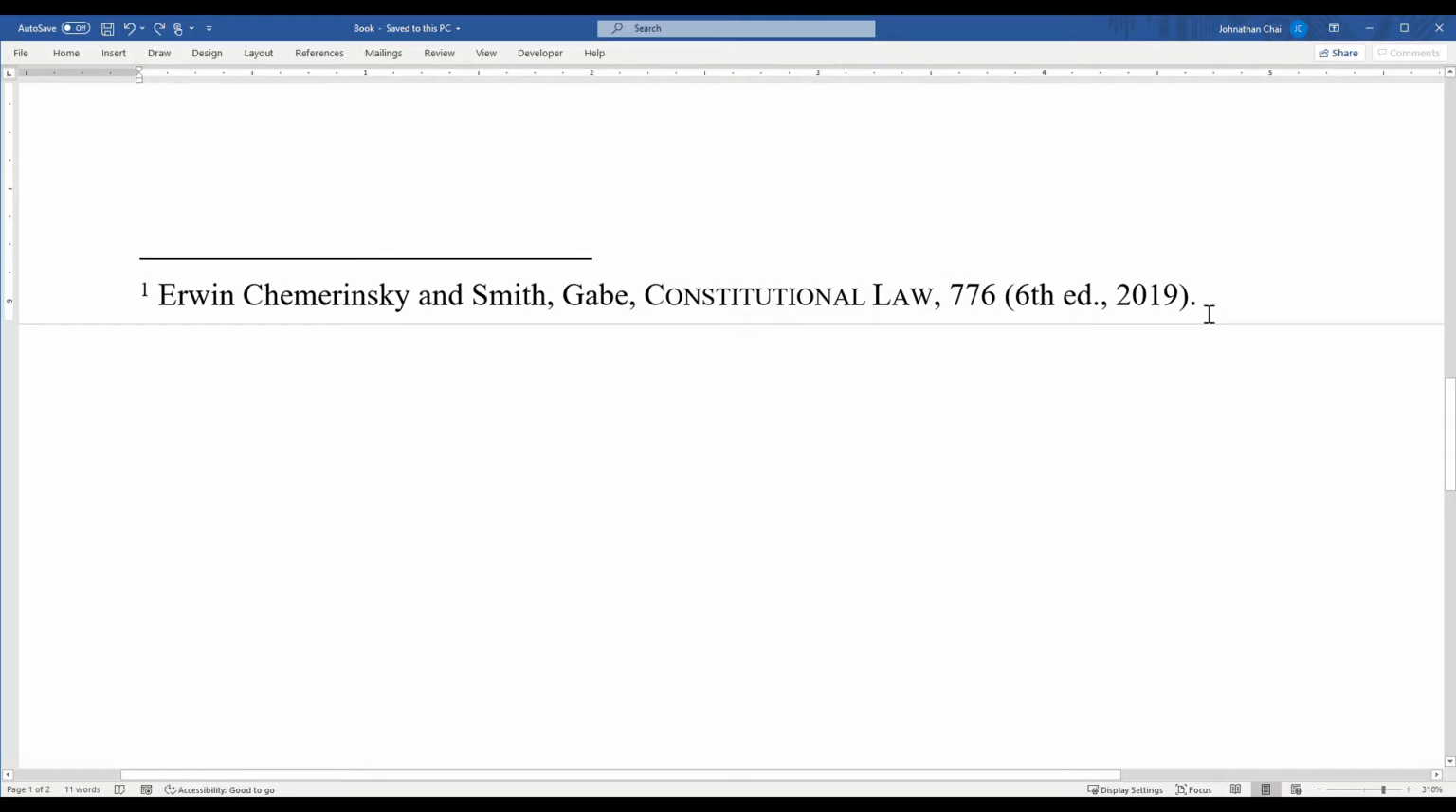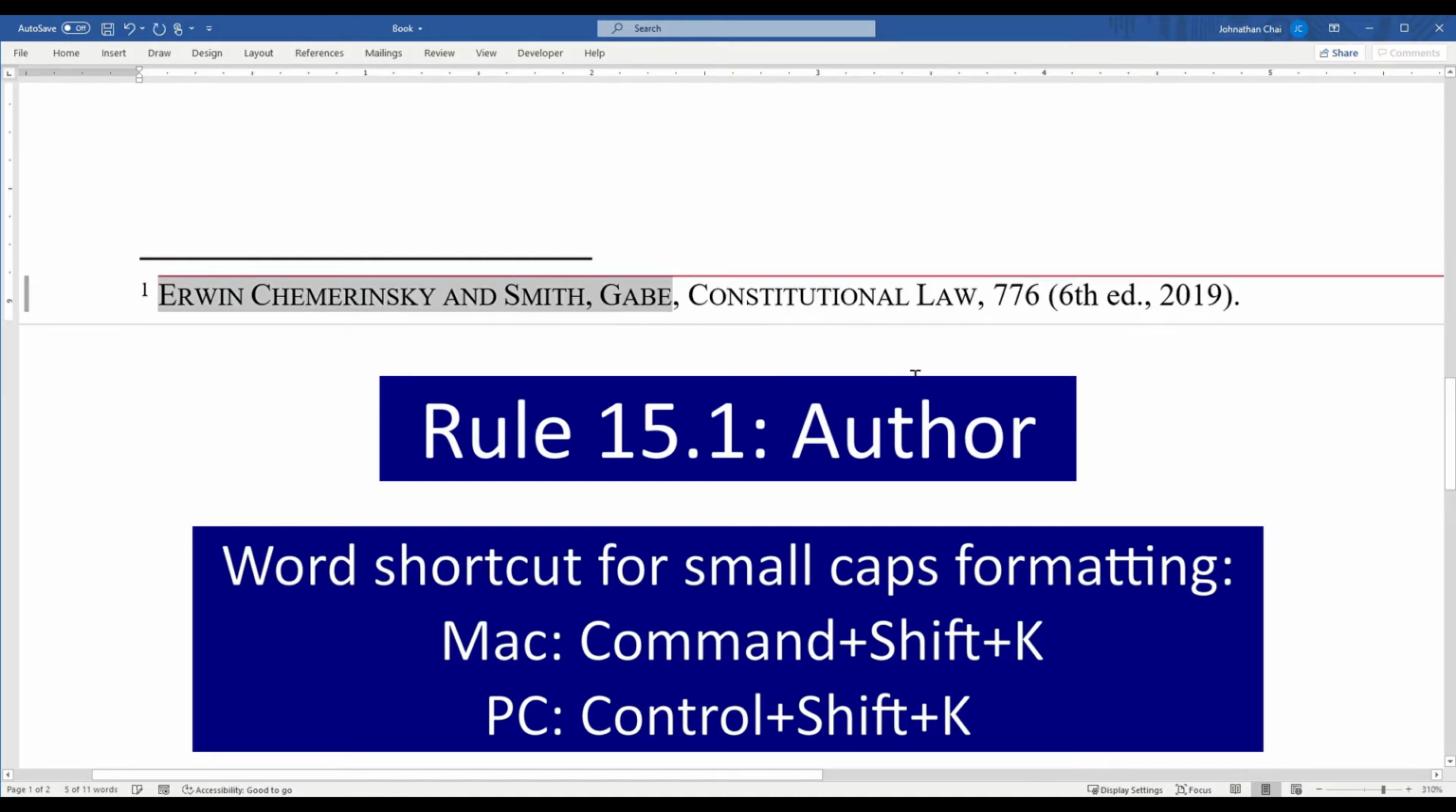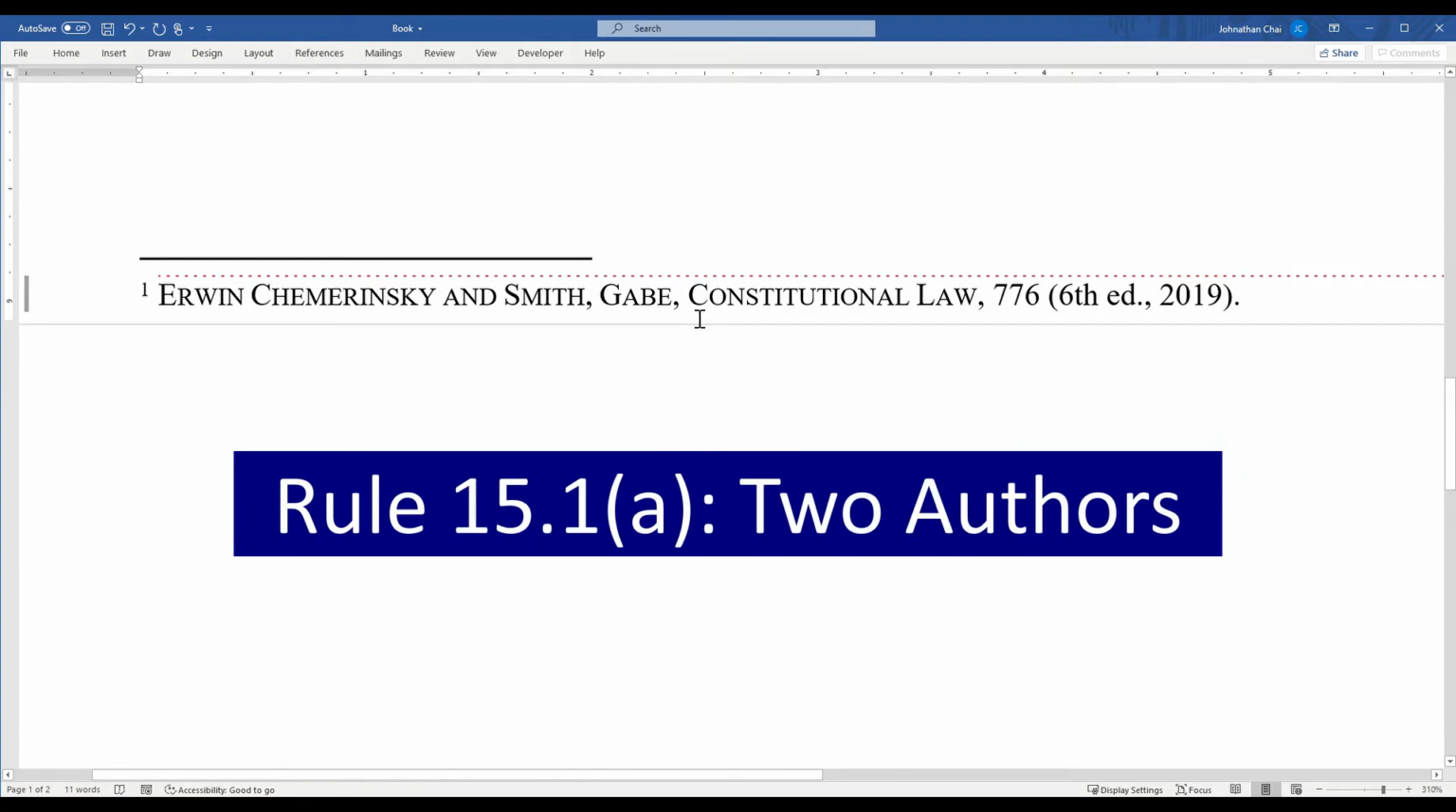The parenthetical includes an abbreviation for 6th edition, which appears for some book citations but not for periodicals. Rule 15.1 states that the author names should be in large and small capitals, so the formatting should be fixed here. Rule 15.1a states that when there are two authors, their names should be separated by an ampersand symbol, so the "and" should be replaced with an ampersand.